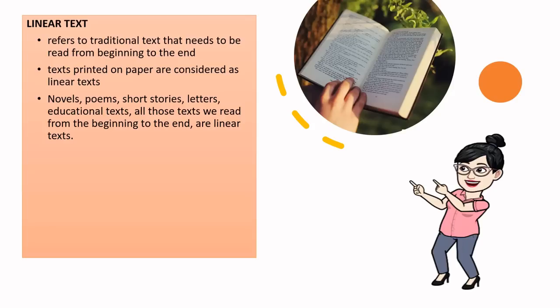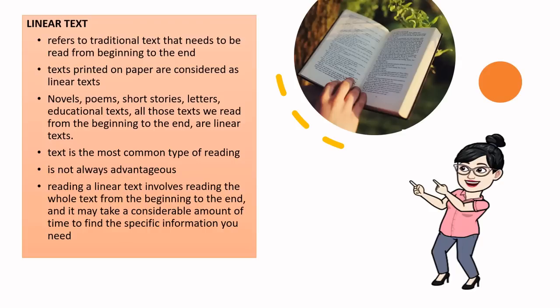Linear text is the most common type of reading. It is the traditional method of reading we are taught as children. However, linear text or linear reading is not always advantageous. It may prove disadvantageous when you are in a hurry and need to find some information quickly. This is because reading a linear text involves reading the whole text from beginning to end, and it may take a considerable amount of time to find the specific information you need.